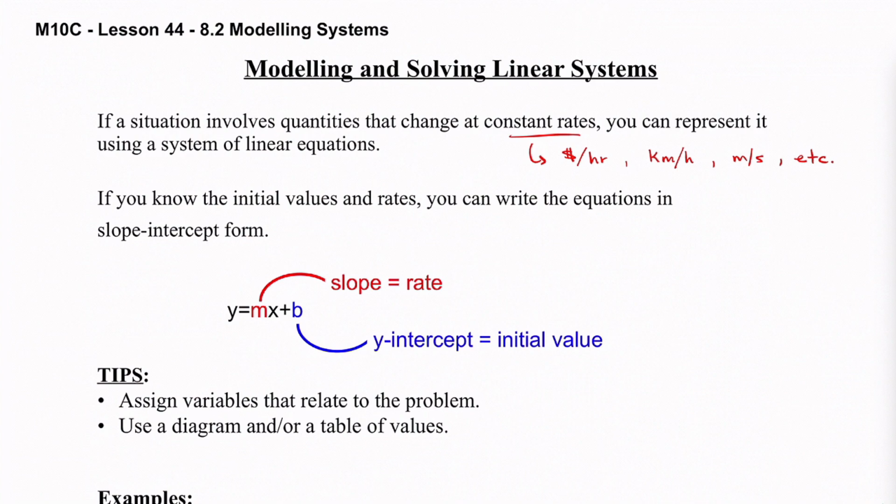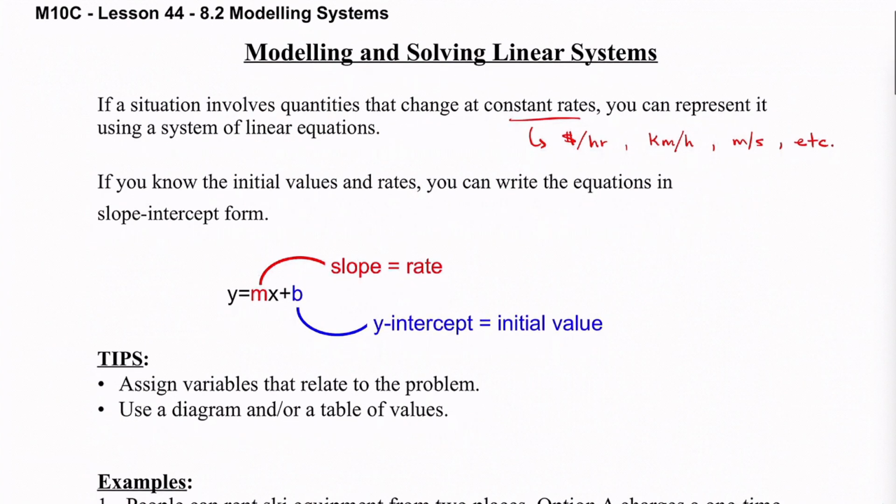So maybe if you started at the 10 meter mark, this would be 10 meters. And then maybe your rate was 2 meters per second. Then you'd have 2 in here, and you could get your entire equation by plugging in the 2 and the 10.